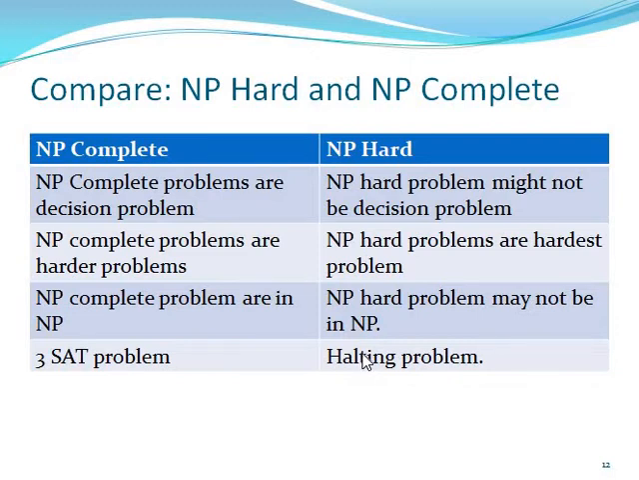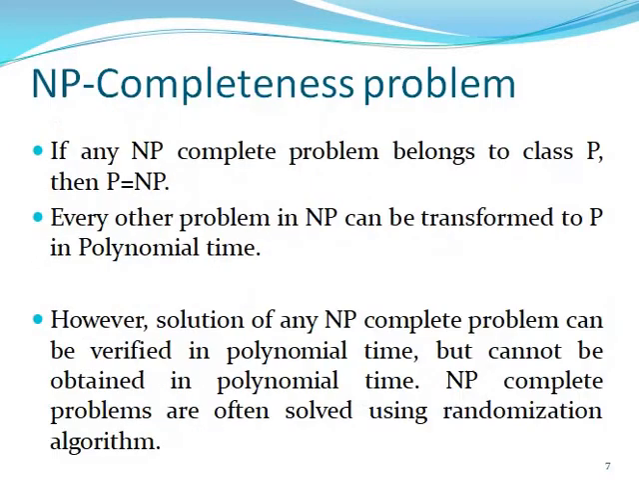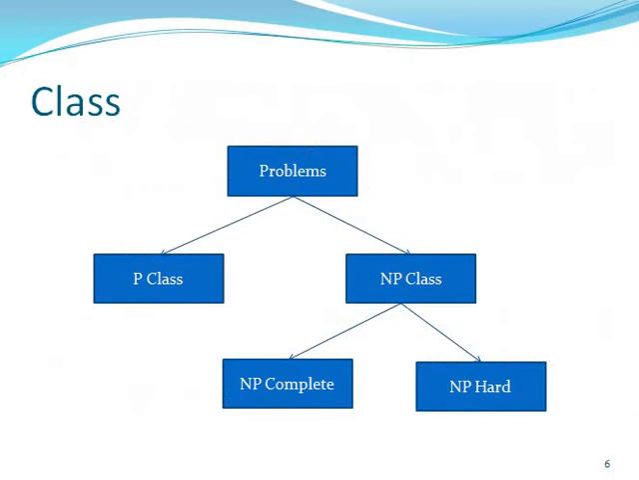So this is the importance. So these are the problems of NP hard and NP completeness. We can revise that. Here the class has types: P class or NP class. In the NP class there are two types, NP complete and NP hard.